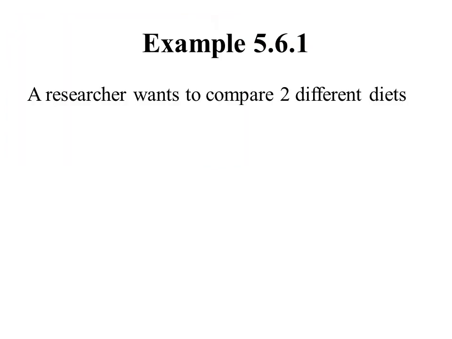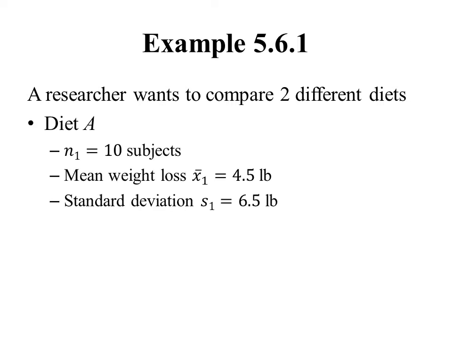So to illustrate this idea, let's look at example 5.6.1, where a researcher wants to compare two different diets. And we're going to generically call them diet A and diet B. And let's suppose that on diet A, they take 10 volunteers and put them on the diet for a few months. And then after those months are over, they record the weight loss of each person. And they calculated a mean weight loss of 4.5 pounds. And they also calculated a standard deviation of those 10 weight losses to be 6.5.